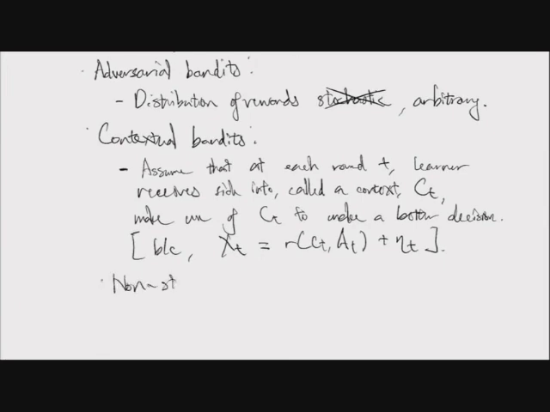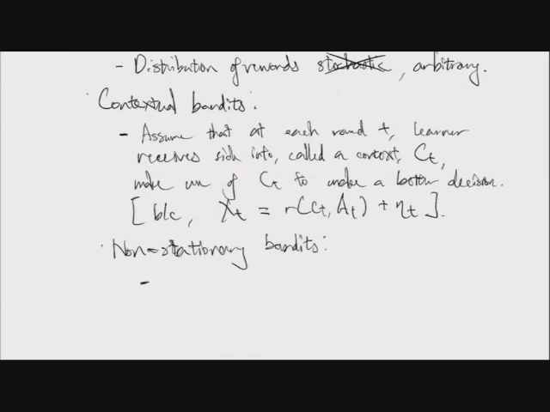And then we also have versions of bandits called non-stationary bandits. This is where the reward distributions for each arm are allowed to change with time.